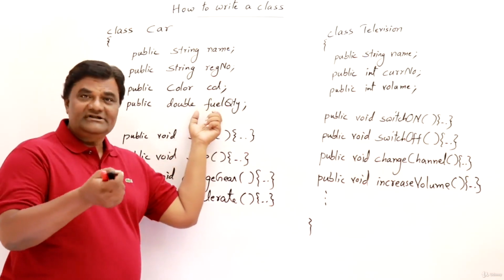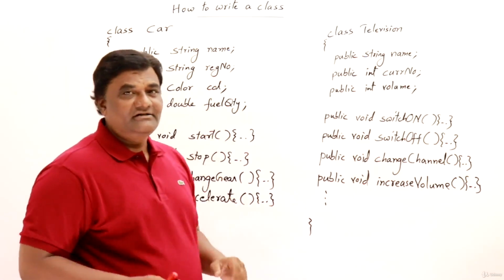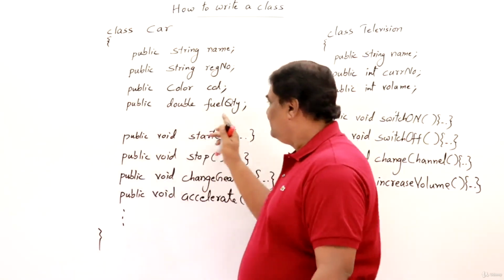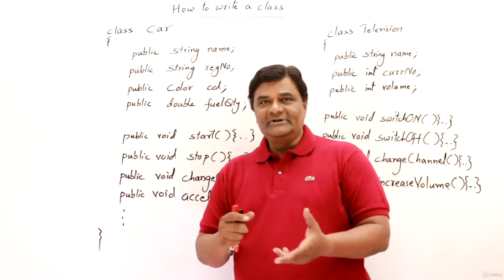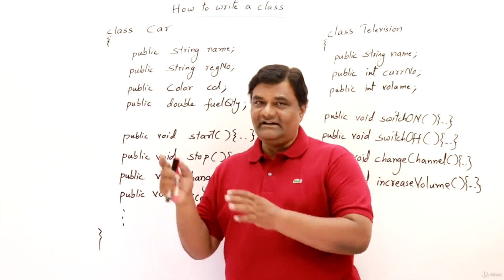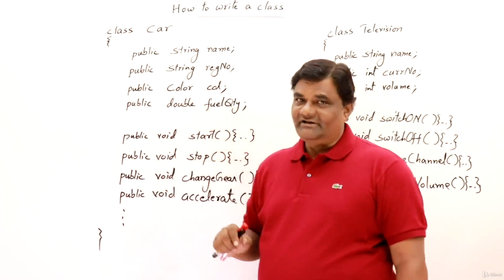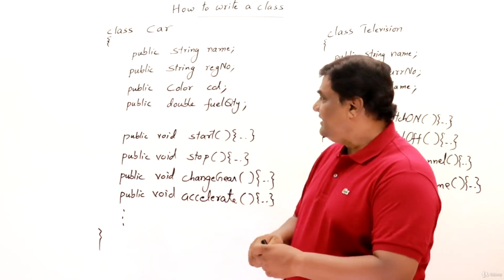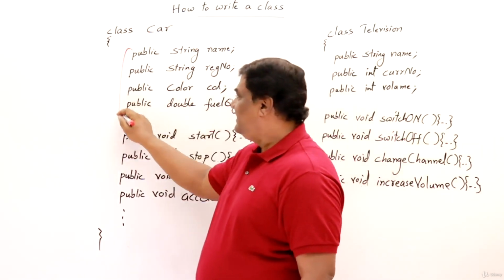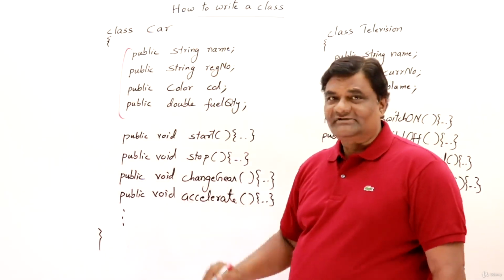Then fuel quantity. What is the quantity of fuel right now in the tank? So that is double, right? How many gallons or how many liters there are is mentioned here. So these are the properties of a car, and all these are variables, data members.